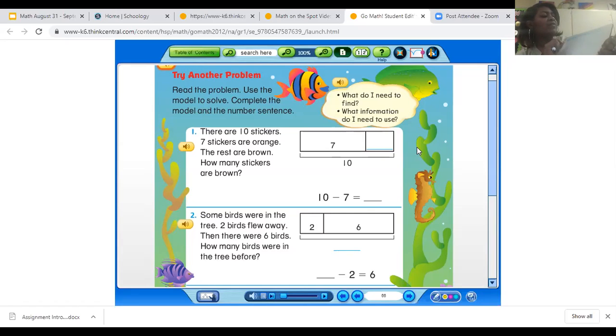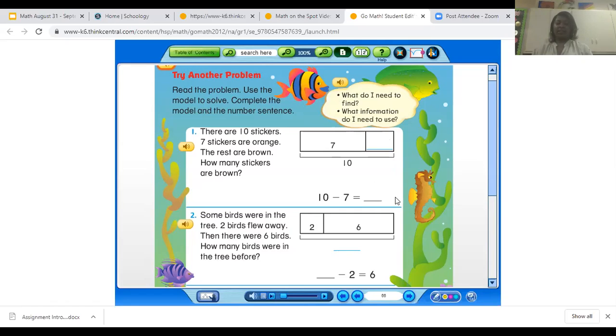So I have a total of 10. 7 of them are orange, and the other part or the rest of them are brown. So let's see how many are brown. 1, 2, 3. So 3 is the missing part. 10 minus 7 is equal to 3.